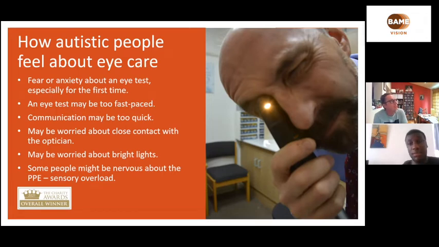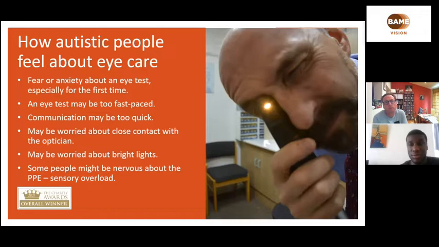An eye test may be too fast-paced. Sometimes clinics might go through the test very quickly, to where it would overwhelm the person with autism or learning disabilities. Communication may be too quick, so when they go through what's happening, maybe they might talk a little too fast for them. It might not be at the same pace that the person with autism would be used to, or may feel comfortable with. They may be worried about close contact with the optician.